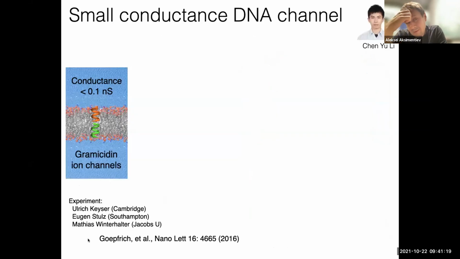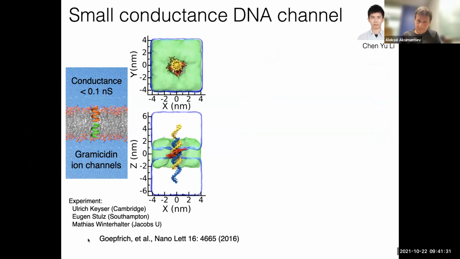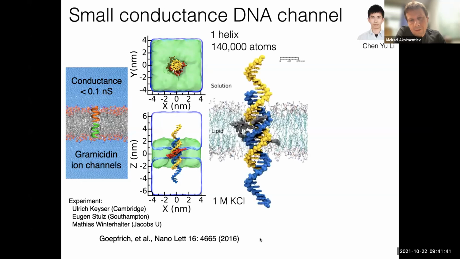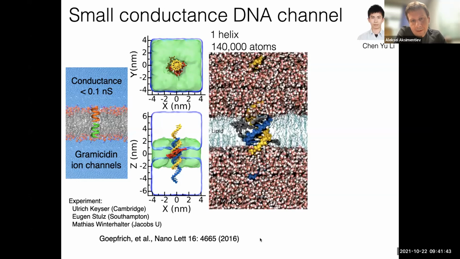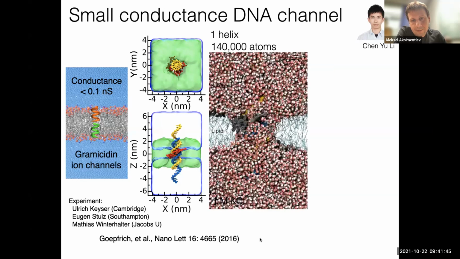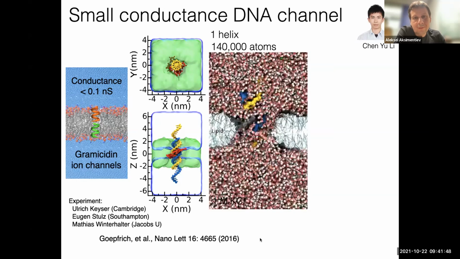So we were interested in building the smallest possible, simplest possible DNA channel. The DNA channel that actually does not have a channel. So look, here it is. We just took one single DNA duplex and decorated it with porphyrins. So it looks like that, surrounded by water and ions.